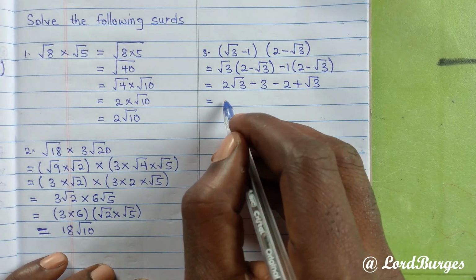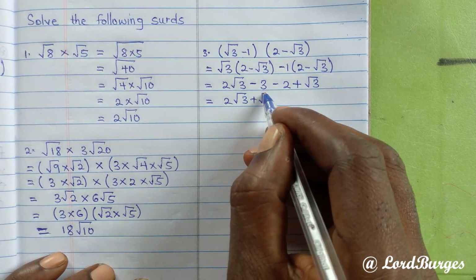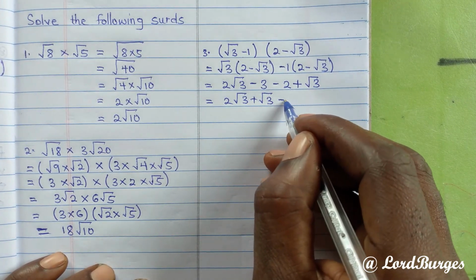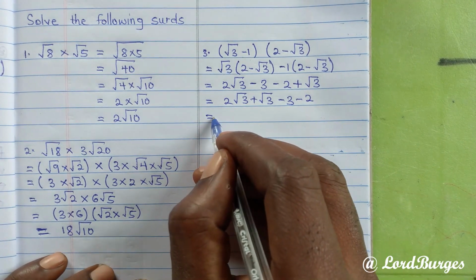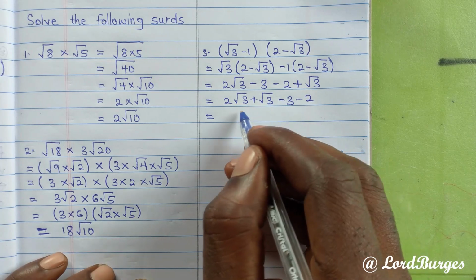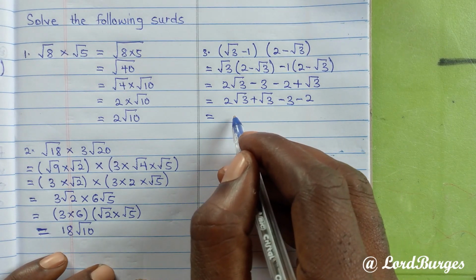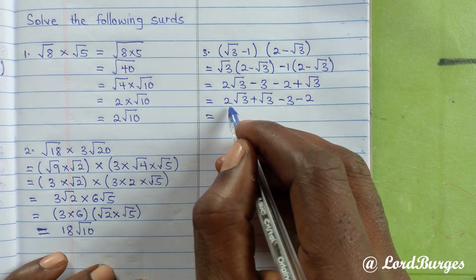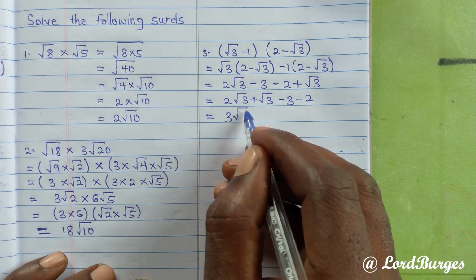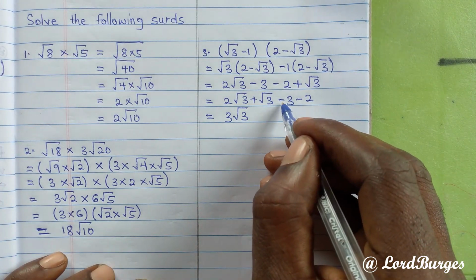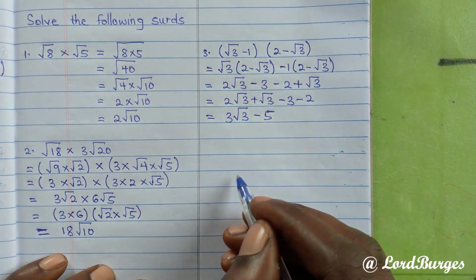So in grouping like terms, I have 2 root 3 plus root 3 minus 3 minus 2, and 2 root 3 plus root 3, which is something like 2x plus x, will give us 3x. So 2 root 3 plus root 3 gives us 3 root 3. Then negative 3, negative 2 result in negative 5.